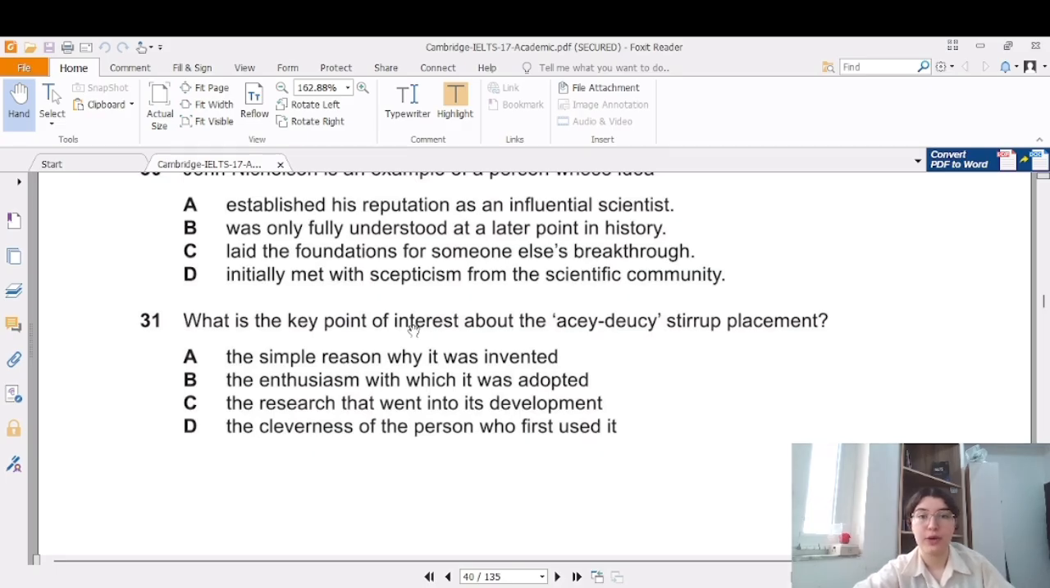What is the key point of interest about the aciducy stirrup placement? So key point of interest means what is interesting about this stirrup placement. The simple reason why it was invented, the enthusiasm with which it was adopted, the research that went into this development, the cleverness of the person who used it. So we have to see what is actually interesting about this thing named aciducy stirrup placement.